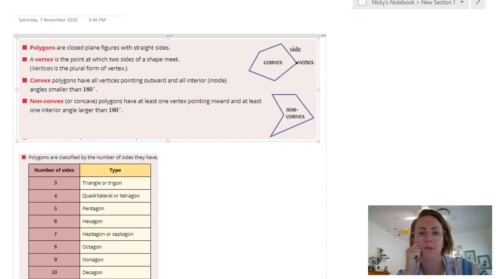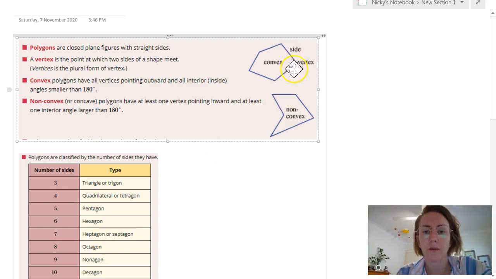So in terms of language, we've got a couple of words to begin with. When we say polygon, we mean a closed plane figure with straight sides. So plane, we mean like a singular plane, as in like a 2D shape. A vertex, where the plural is vertices, is a point where two sides of the shape meet. And you can see a little picture there, vertex on the side.